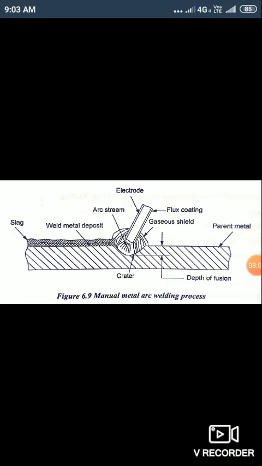A high level of skill is needed to produce a sound weld. Highly skilled labor is needed to produce a sound weld. Welds are subjected to porosity. Next, arc blow must be controlled. Next, it needs more hand-eye coordination. Hand-eye coordination is very important in the case of shielded metal arc welding.